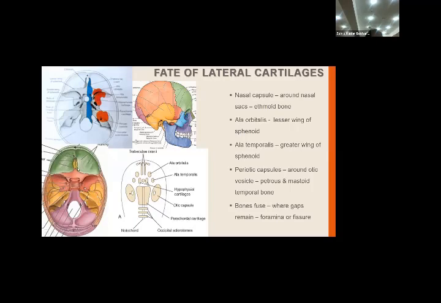ठीक है. Where they fit well, वहाँ sutures develop हो रहे हैं. लेकिन when they don't fit well into each other, gaps are left, and these gaps develop into foramen.